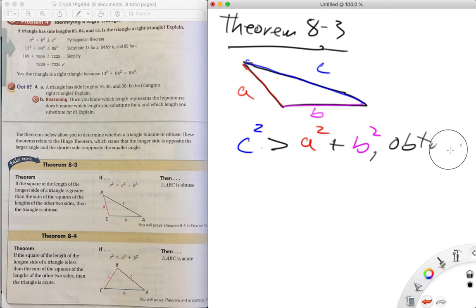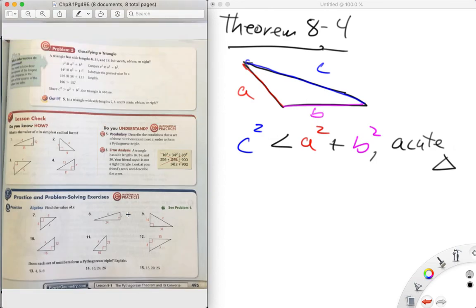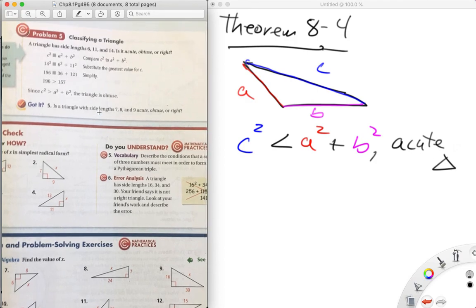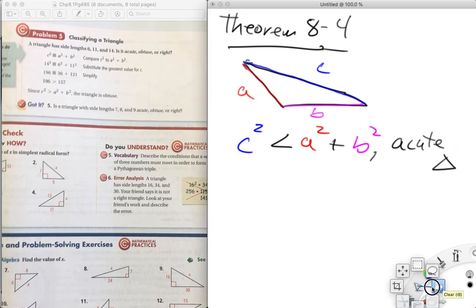Conversely, when we talk about Theorem 8.4, let's say we have a triangle, but instead of it being greater than, it's less than. If c squared is less than a squared plus b squared, then we have an acute triangle. Okay. All right. So is it an obtuse, right, or acute triangle?